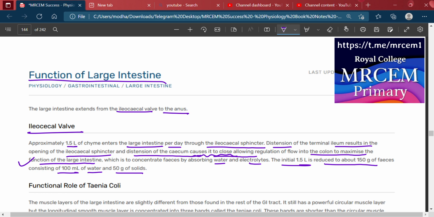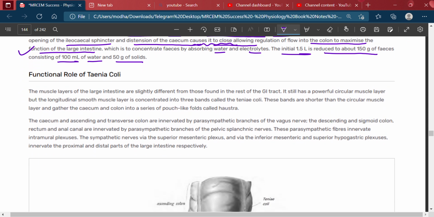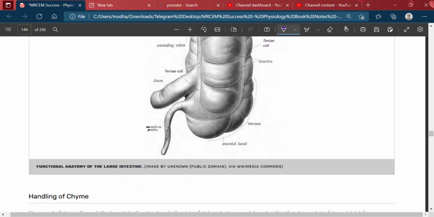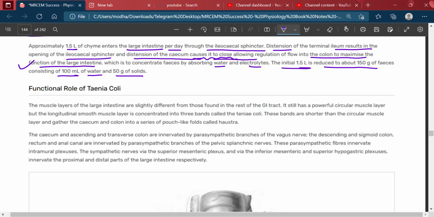Functional role of the taenia coli. So what is the functional role of the taenia coli? The muscle layers of the large intestine are slightly different from those found in the rest of the GI tract. It still has a powerful circular muscle layer, but the longitudinal smooth muscle layer is concentrated into three bands called the taenia coli.